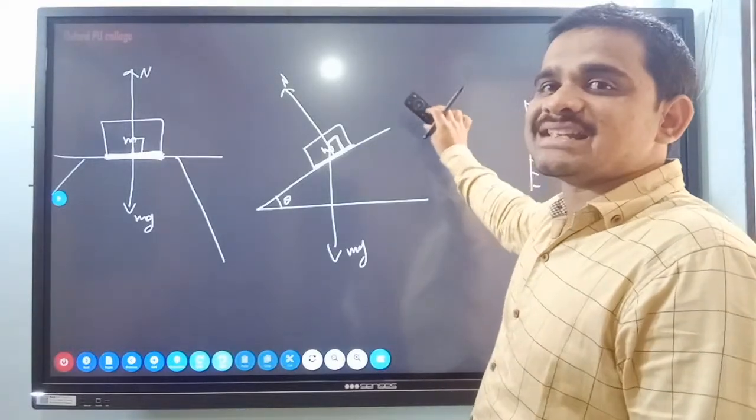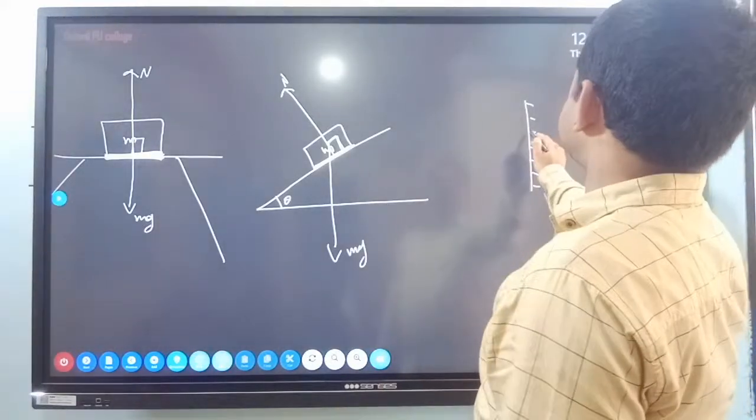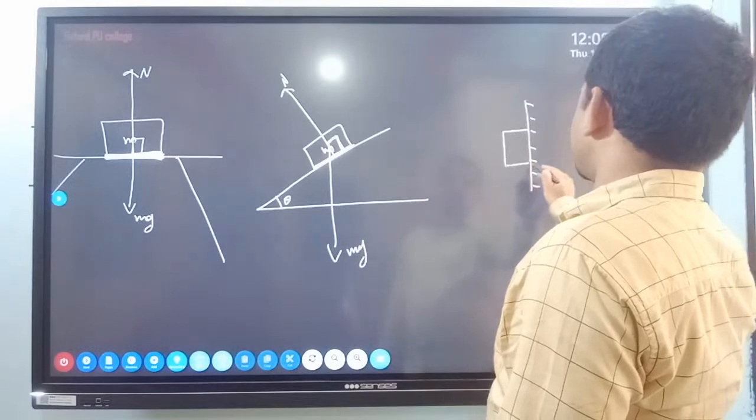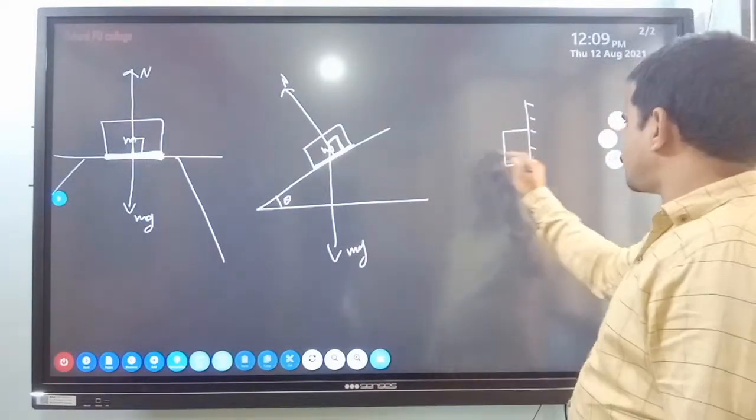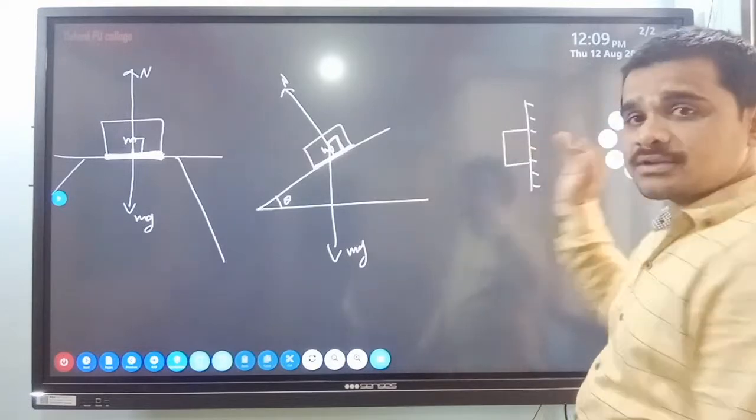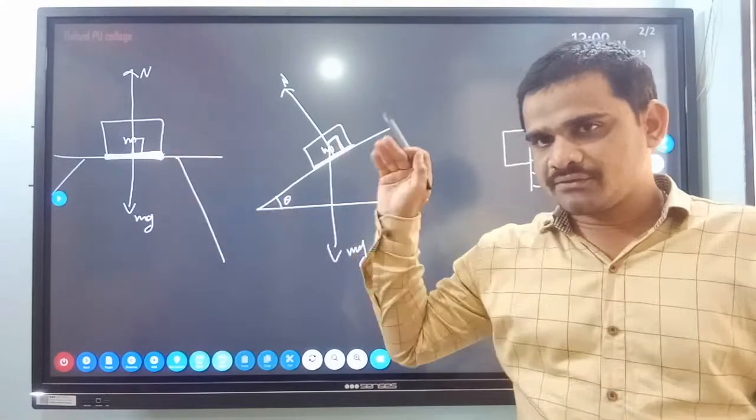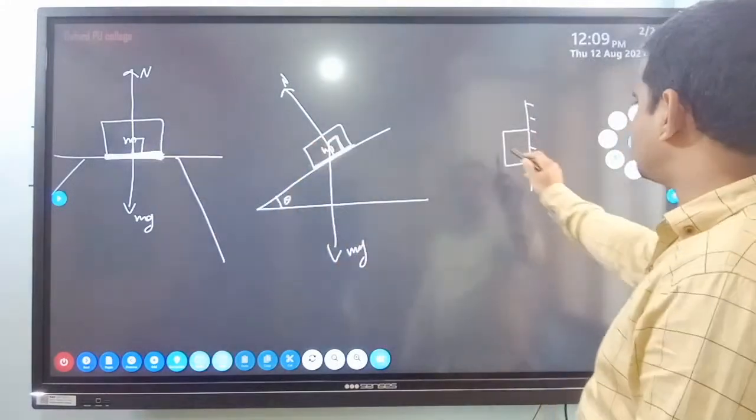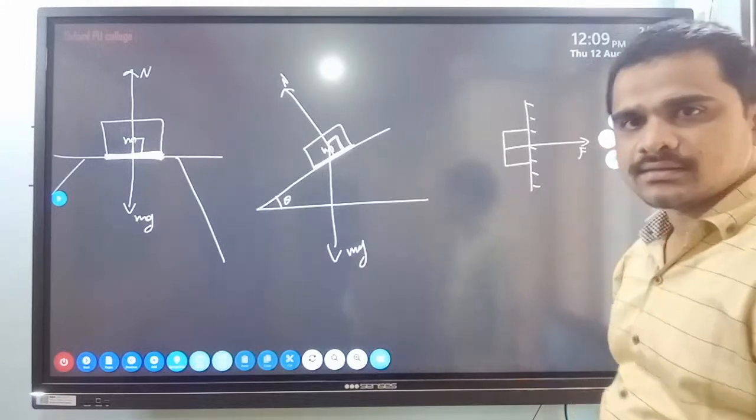Keep a duster against the board, meaning a small block is placed against the blackboard. I have to apply some force here, and I am applying the force in this direction.